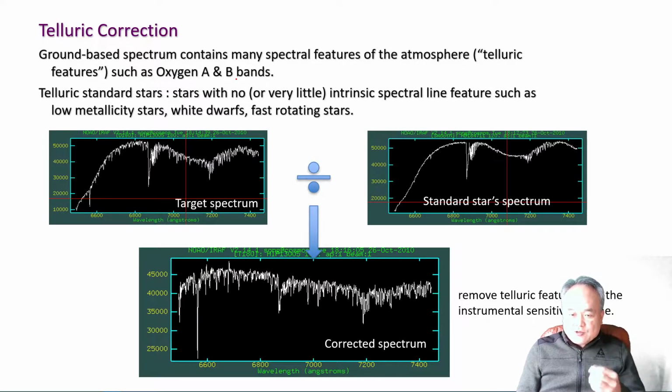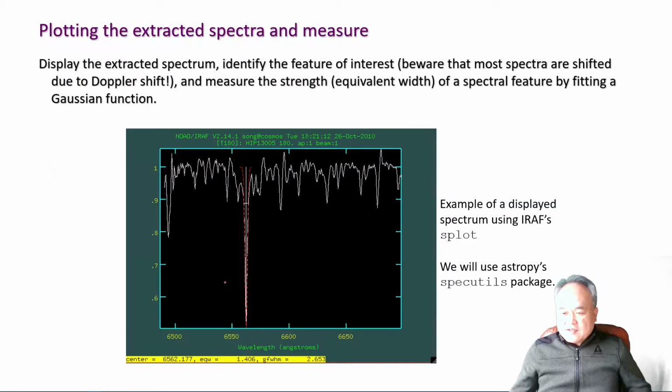How do you measure? How do you extract the physical parameters? The best way to do it, in the old days, was by using the so-called 30-year-old IRAF package. There's an interactive spectrum plotting routine called splot. I believe it is actually spectrum plot.